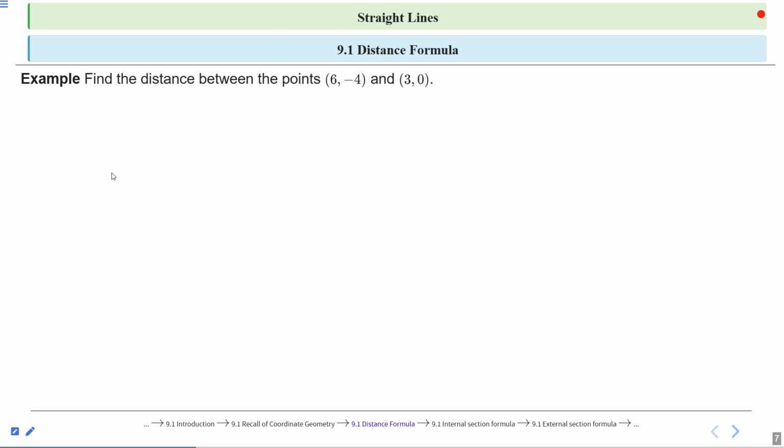Here in this example we have to find the distance between the points 6 comma minus 4 and 3 comma 0. Basically we are given 2 points, 6 comma minus 4 and 3 comma 0, and we have to find the distance between them. So students, first of all, try it yourself and then see the solution.